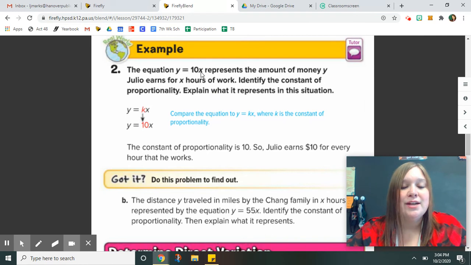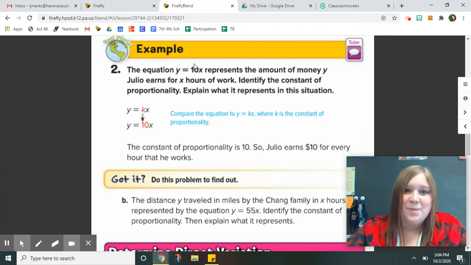All right, so if you're trying to identify what the direct variation is, what the constant of proportionality is, what the constant rate of change is, all those words mean the same thing. It is the number that is attached to x. It is how much it is changing each time. It's changing by 10.